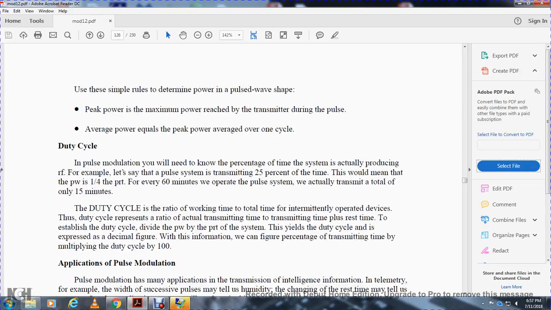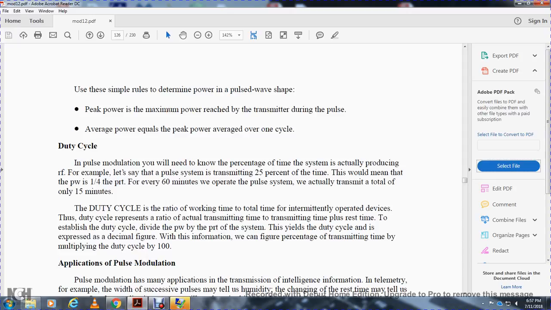The duty cycle. With pulse modulation, you will need to know the percent of the time in which the system actually produces the radio frequency. For example, let's say the pulse system transmits 25% of the time. That means the pulse width is 1/4 of the pulse repetition time. For every 60 minutes we operate a pulse system, it would actually transmit a total of only 15 minutes.